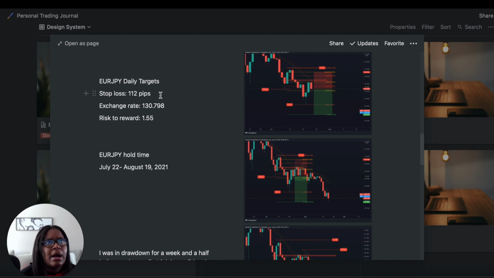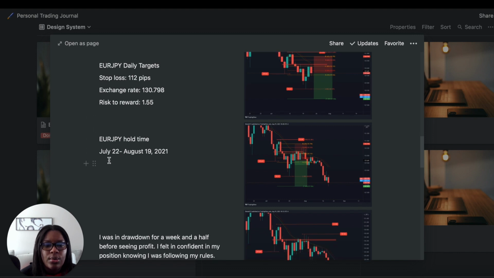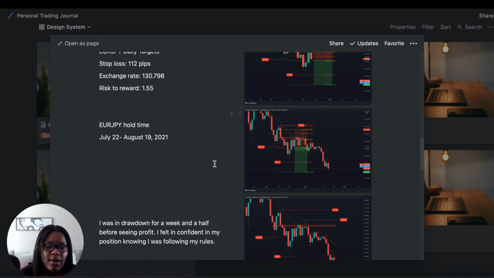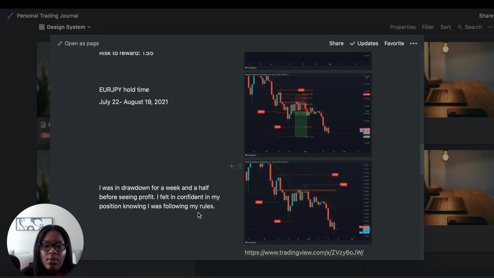I think the take profit was around, let's see, if it was 155, so it's probably around 170, 180, something like that. Yeah, it had to be around that, just based on the risk to reward. So this is the whole time from July 22nd to August 19th, because there was a bit of consolidation. Price did go against me a little bit, but it still ended up taking profit. And this is where I wrote, I was in drawdown for a week and a half. I felt confident knowing that my rules were followed and so forth.